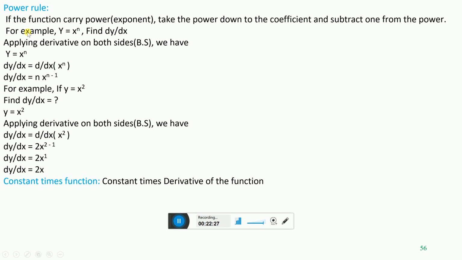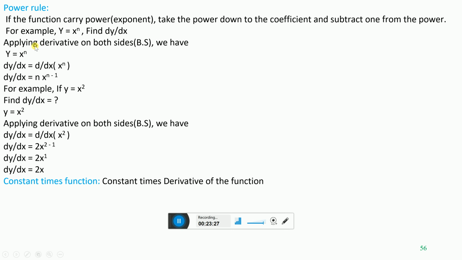Now I am clarifying this power rule with an example. For example, y is equal to x raised to the power n. Here y is the dependent variable on the left hand side, x is the independent variable on the right hand side, and n is the exponent or power of the function. We take this power n down to the coefficient, on the left hand side of the variable x.